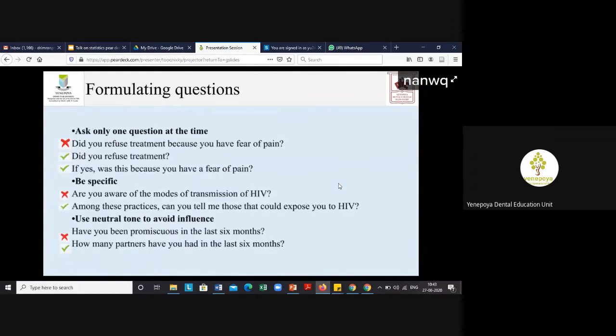The next thing to keep in mind when formulating questions is to ask only one question at a time. Did you refuse treatment because you have a fear of pain? You don't know why they refused the treatment. There might be many other reasons. So what you have to ask is, did you refuse treatment? If yes, was this because you have fear of pain? So you will get a specific answer. He refused treatment only because he had a fear of pain. So you know why he refused: because of the pain. The next question is, are you aware of the modes of transmission of HIV? Among these practices, can you tell me which could expose to HIV? That is the best way of asking.